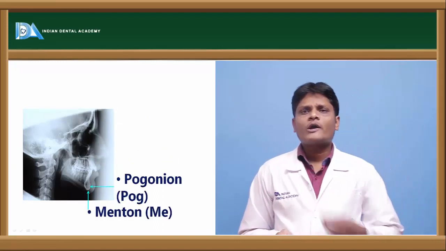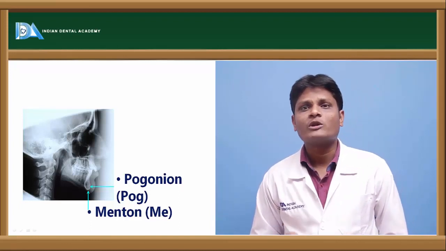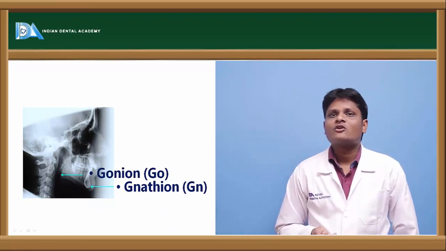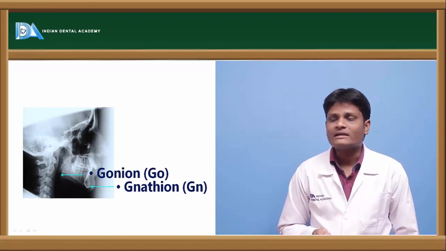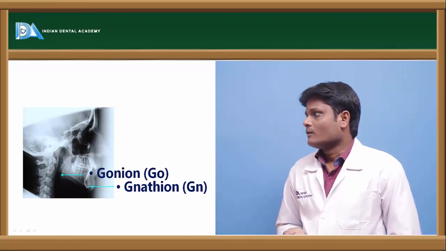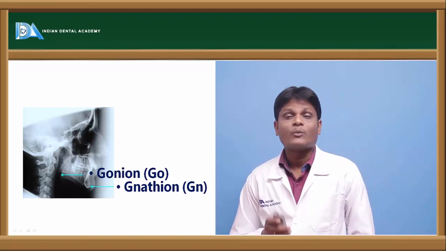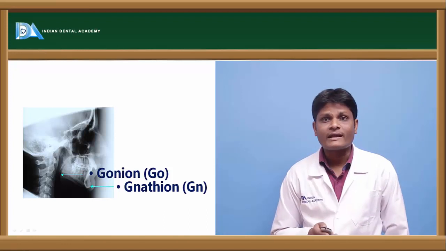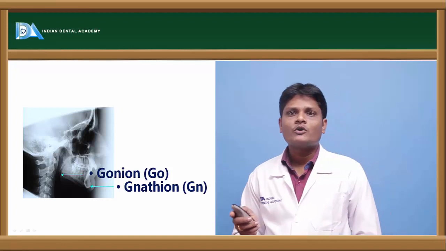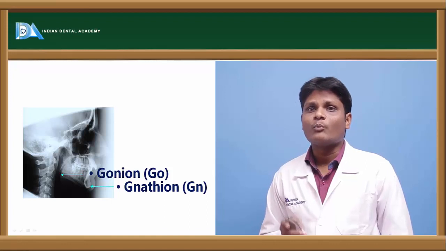Pogonion is the anteriormost point on the bony chin, whereas menton is the inferiormost point on the bony chin. Gonion is a point at the junction of the ramus and body of the mandible, that is, a point on the angle of the mandible, and it is a bilateral structure. Whereas gnathion is the antero-inferiormost point on the bony mandible or bony chin. This is a midline, unilateral landmark. Usually, gnathion is present between pogonion and menton.